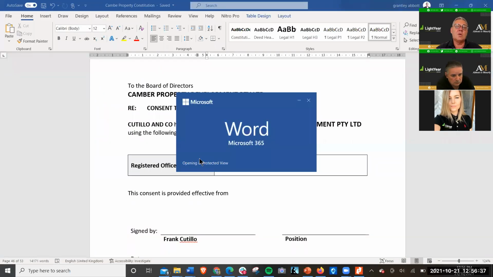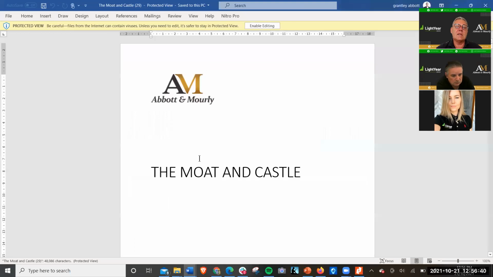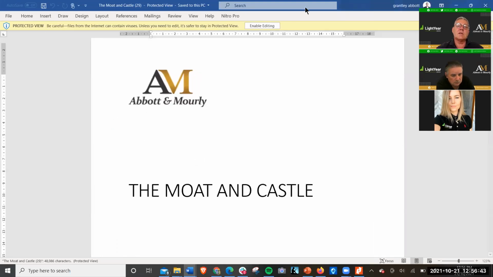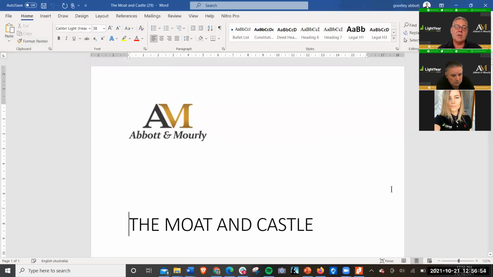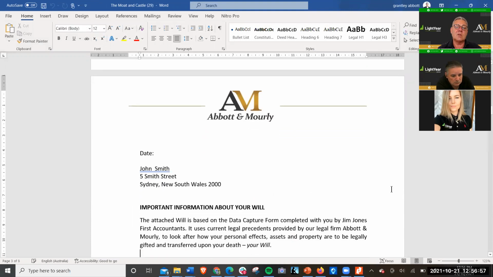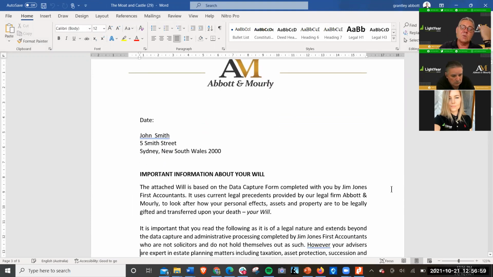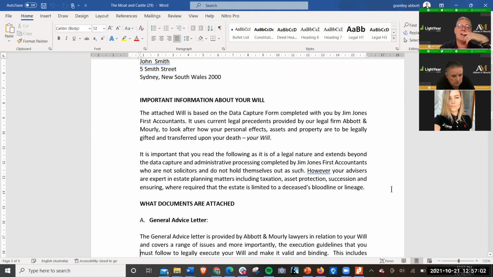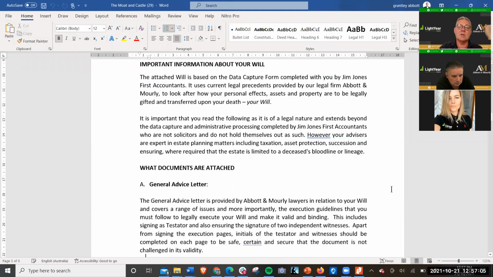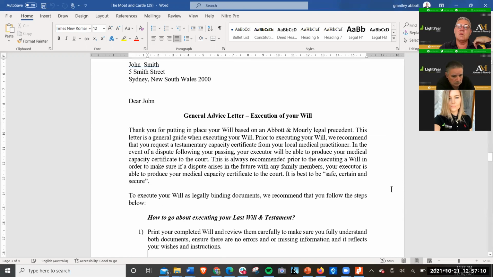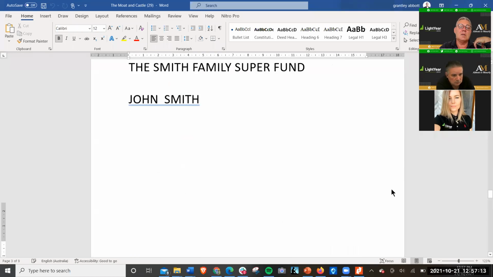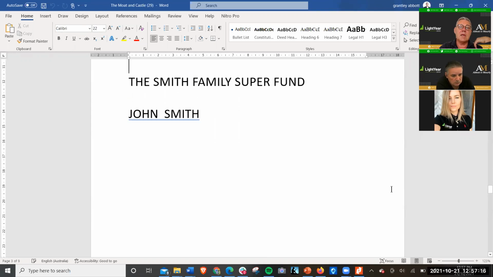So I wanted to show you what we were doing so you have a really good understanding. So again, the Moat and Castle, by having those common parties, enables me to always go back and relaunch that Moat and Castle. I can add EPOAs in there, I can add spousal wills, but this just shows you how we can get to a situation. So here's the letter to John Smith from Abbott Mourly. I'm talking about being made from a data capture that you guys have created. So that's a good one. Second one is a general advice letter from Tony on about how to execute the will, etc. And then we go down into the SMSF will.